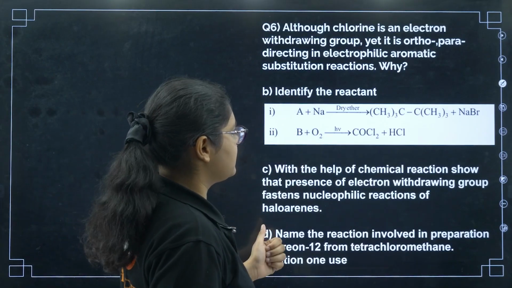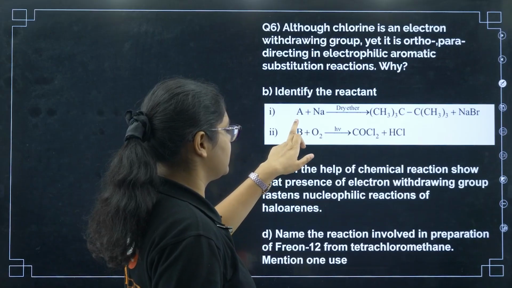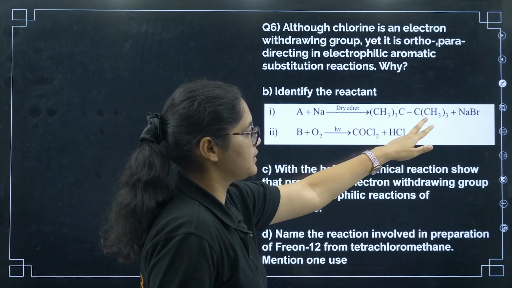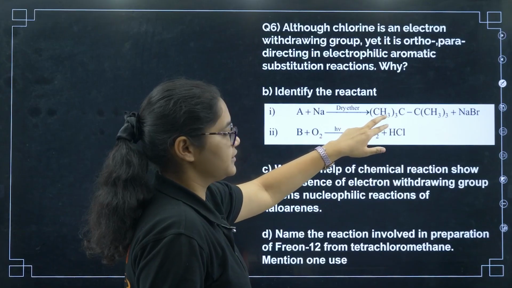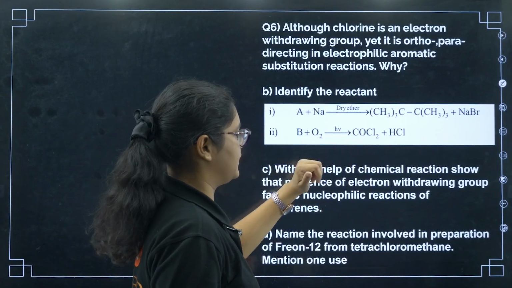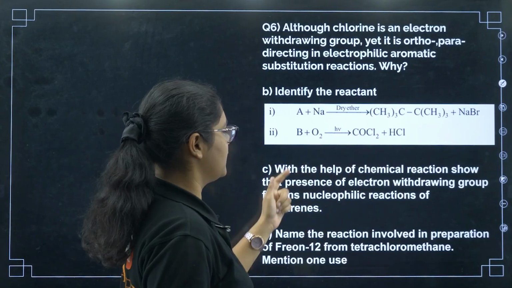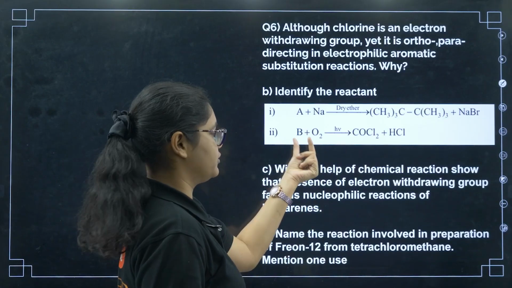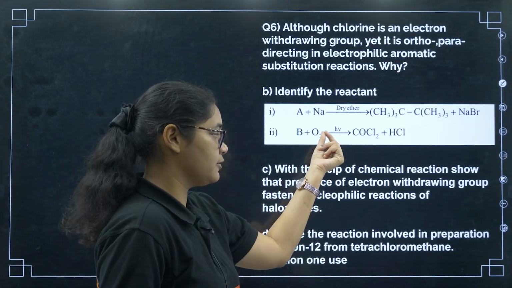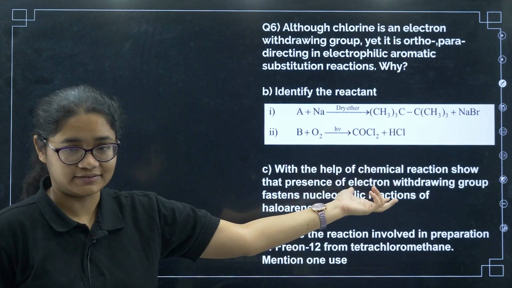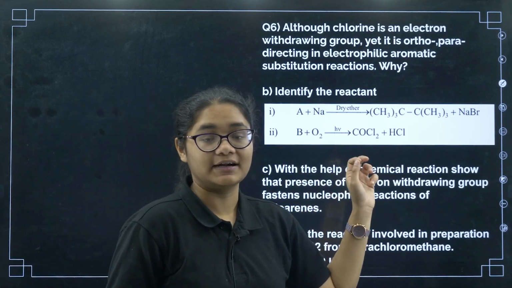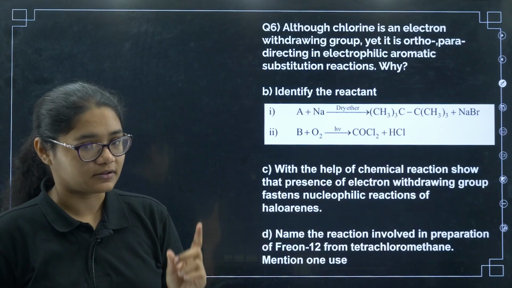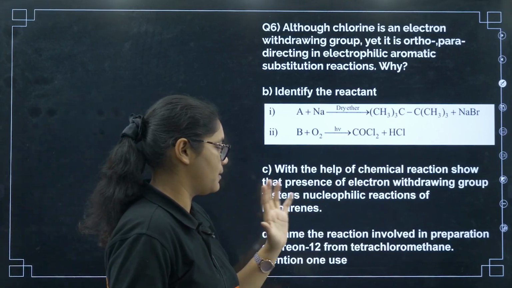Next, identify the reactant. You can see A is, this is a Wurtz reaction. You can see the same part is repeated, so this must be tertiary butyl bromide. You can take any, bromine is there, so we should take bromine here. Then this is your phosgene reaction. CHCl3, chloroform, with oxygen reacts in presence of light to give you COCl2 and HCl. This is a dangerous gas, that is phosgene, right? That is why chloroform should always be stored in the dark. This also can be a question, so remember this one.